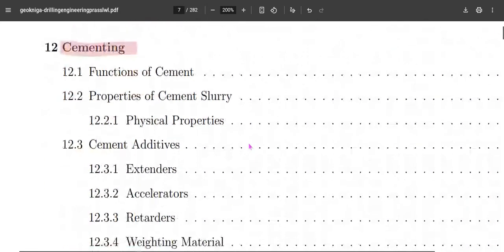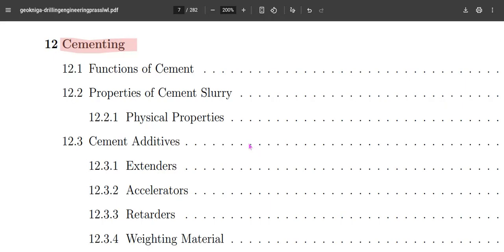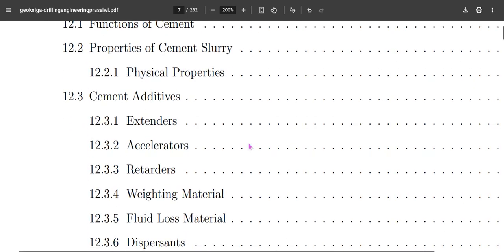Chapter 12 is about cementing. It's a very important thing, but we will just give an overall idea about what is cementing in drilling engineering. Hopefully we've seen the introduction to drilling engineering, and the different types of rotary drilling will be discussed in the next lecture.